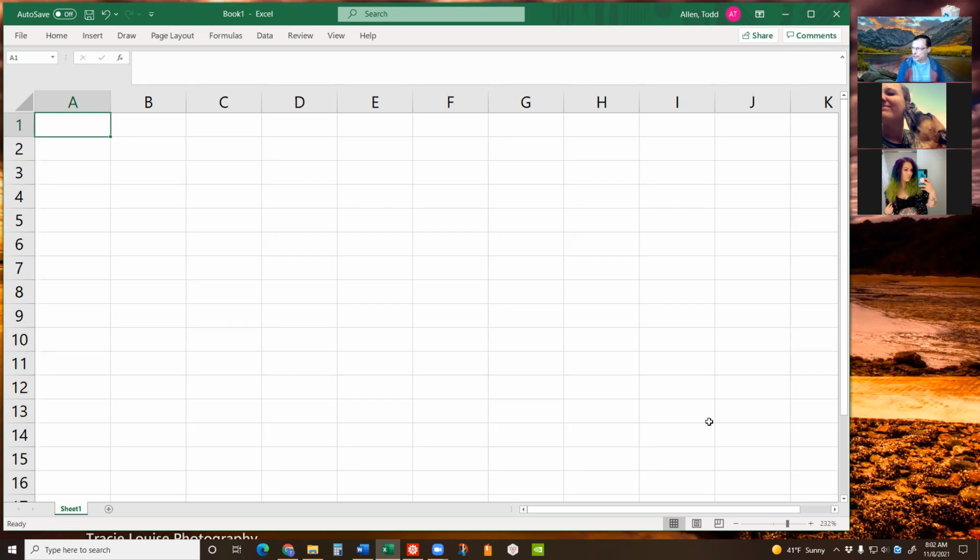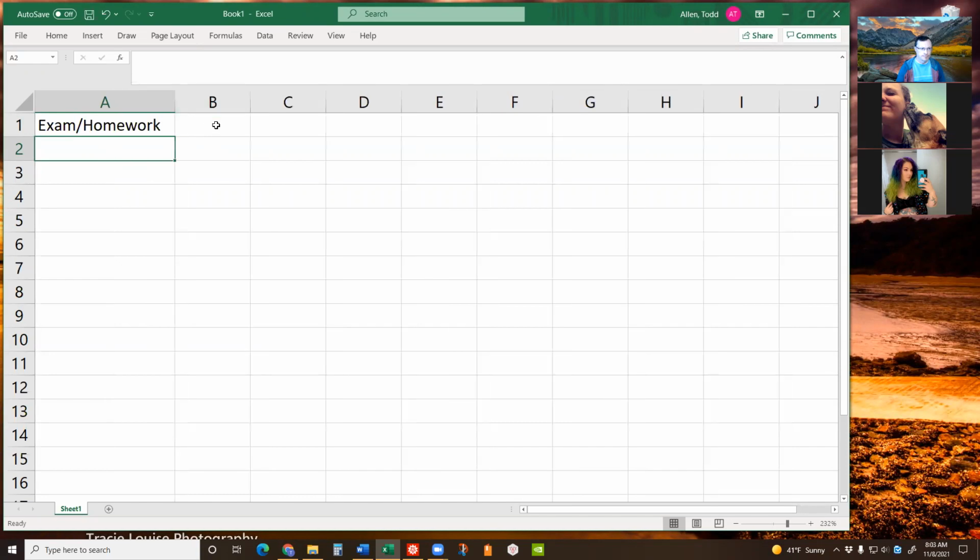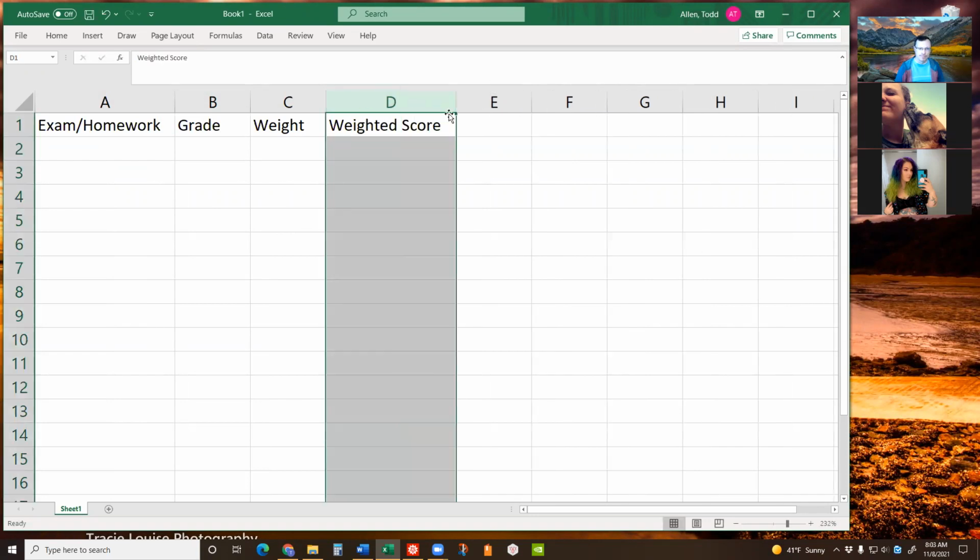First, we're just going to organize some information in the spreadsheet. The first thing is that we're going to document the exam and homework here. That will be column A. Column B is going to be the grades that you've gotten on an exam or homework assignments. Column C is going to be the weight of those activities, which I'm taking from the front page of your syllabus. And column D is going to be what I call the weighted score. Okay, so I'll explain all of this along the way.